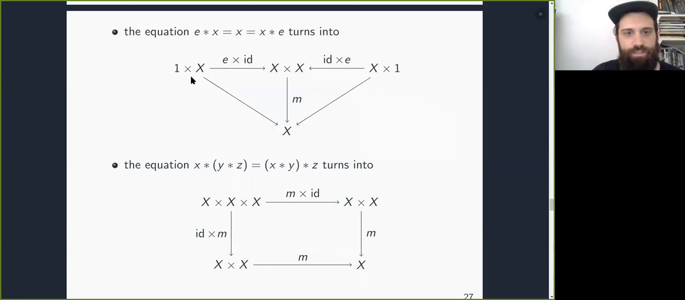So all in all, what this says is just sending an element of here to itself is the same thing as multiplying it on the left by the identity. Right, so that's what this commuting triangle says. And this commuting triangle says the same thing, except multiplying on the right by the identity instead of the left. Okay. So any questions on this one before we do the next one? Yeah, I have one.